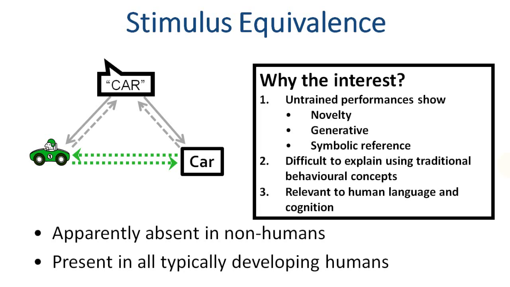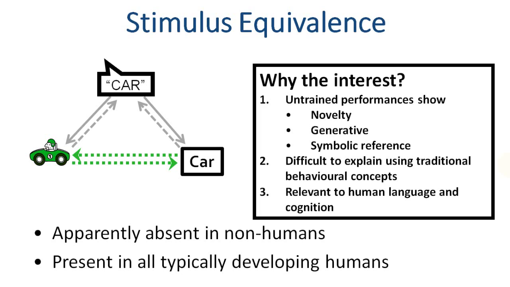Given a history of training, untrained behavior is manifested. And that shows novelty, generative power of what we learned, and it's a key element to symbolic behavior. This phenomenon has been difficult to explain using other traditional behavioral concepts.